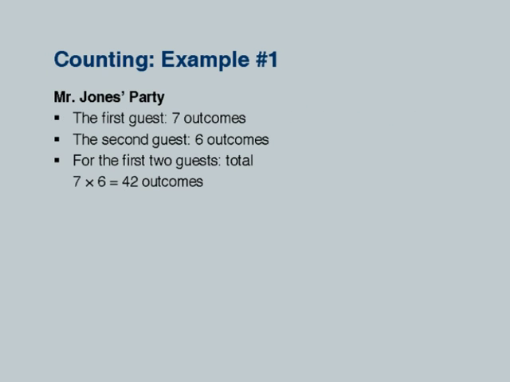So, this is how we do the calculation. First, we find out what is the total number of outcomes. We just count the total number of outcomes. So, for the first guest, we have 7 outcomes, 4 plus 3. For the second guest, because we are not replacing, we have 6 outcomes. Okay? So, for the first 2 guests, the total number of outcomes as per the basic principle of counting is 7 times 6, which is 42.